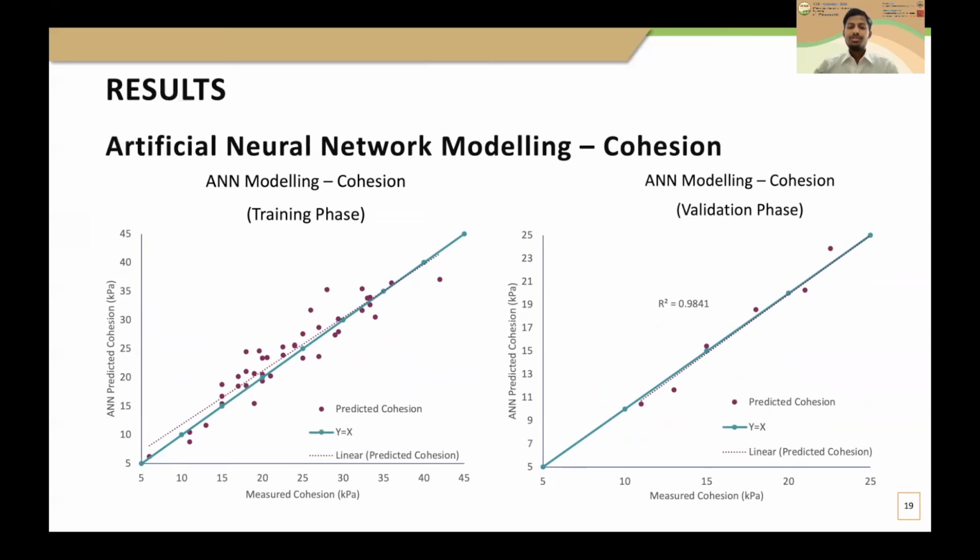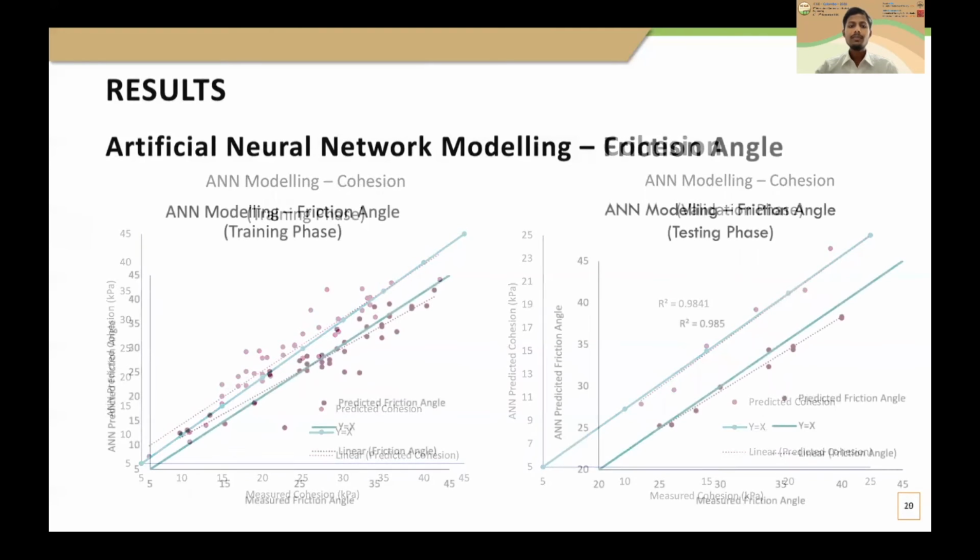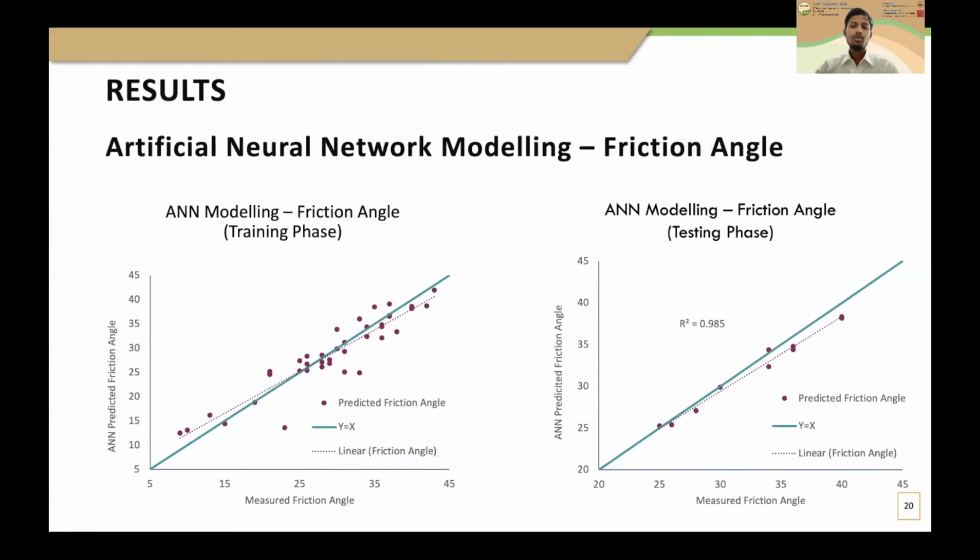When it comes to the artificial neural network, it predicted the cohesion value almost similar to the actual value. This graph shows the analysis done at testing and training phase. At testing phase, the R-square value shows 0.9841. When it comes to the friction angle also, at testing phase, the R-square value shows 0.985.